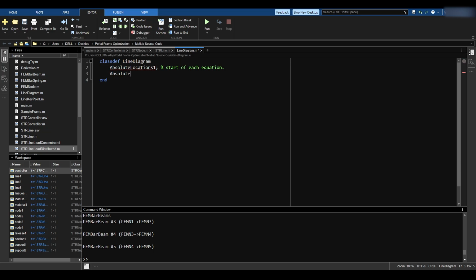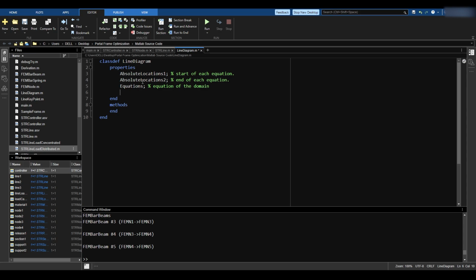And then I have absolute, oh wait, I forgot. I should start with declaring properties, because those are things that the line diagram has, and methods are the things that the line diagram can do. So this is absolute locations 1, that's absolute locations 2. This is the end of each equation. And then I have, of course, the equations. That's self-explanatory. Equation of the domain.